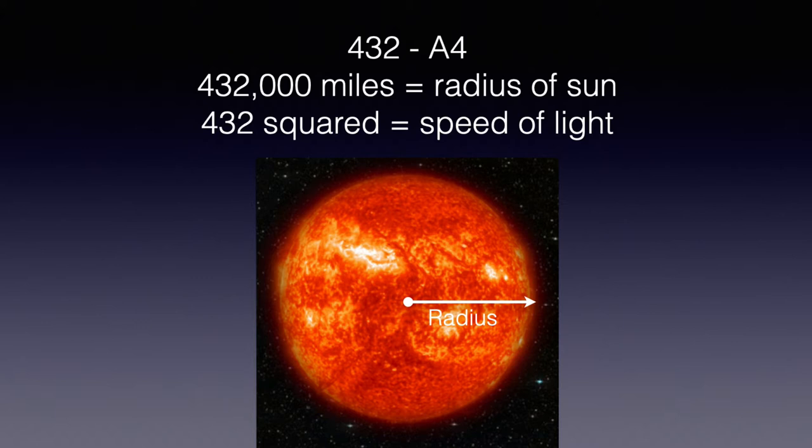432 squared is also the speed of light. Actually, it's not 432 squared. It's actually 432,000 squared. That's 186,000 miles per second. And this is a direct quote from Joseph Campbell: it's the most important mythological number in history, 432.